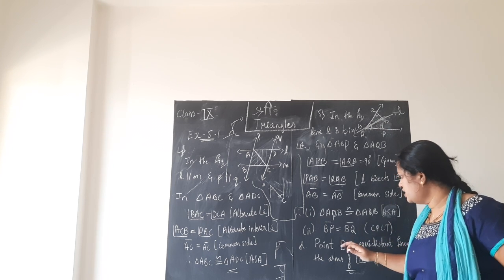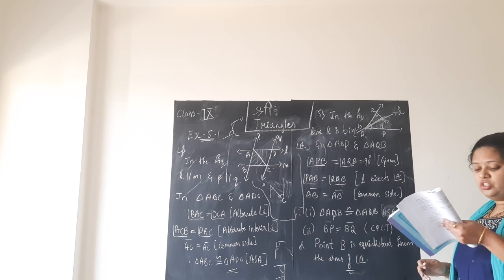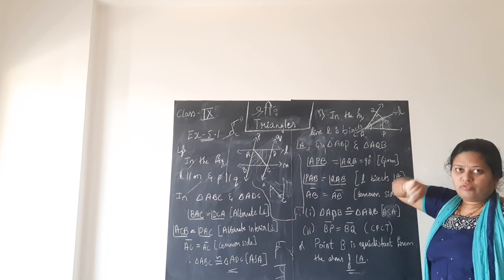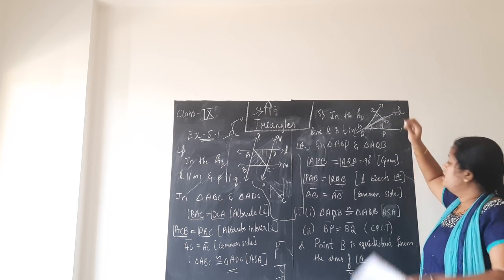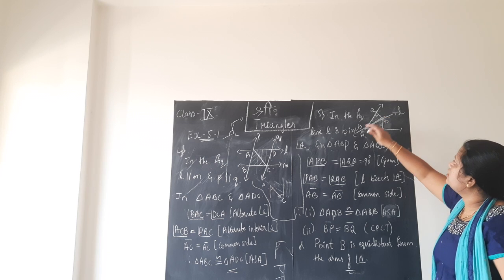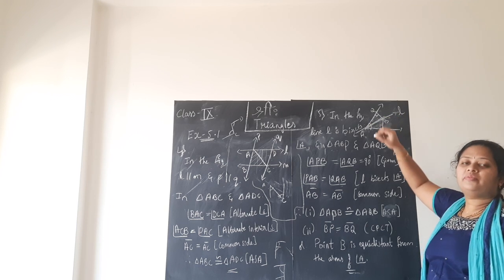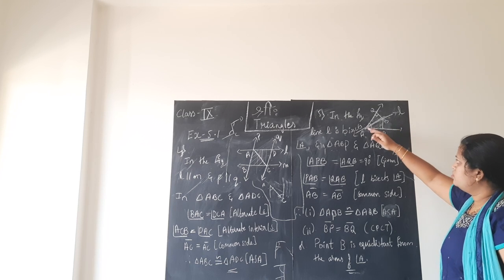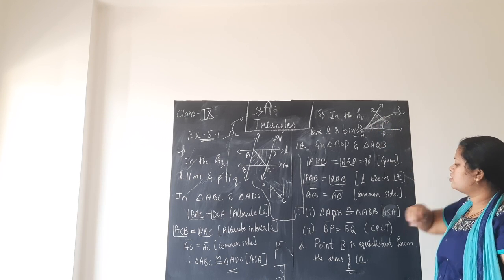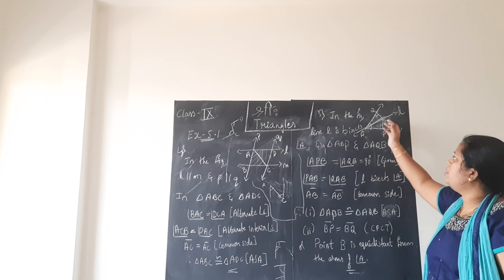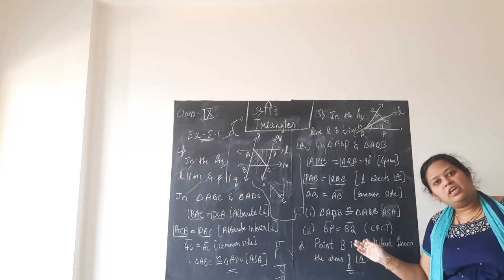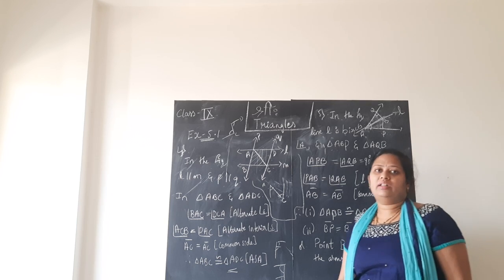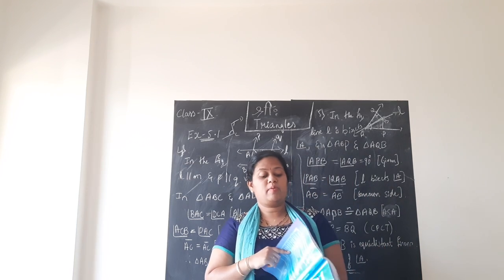Now the second part they have asked is to show that BP equals BQ. Or if we say, B is equidistant from the arms of angle A. So both are the same. Of course we have proved these two triangles are congruent. By CPCT we can say BP equals BQ, or point B is equidistant from the arms of angle A. Hence it is proved, children. Very simple problems these are.